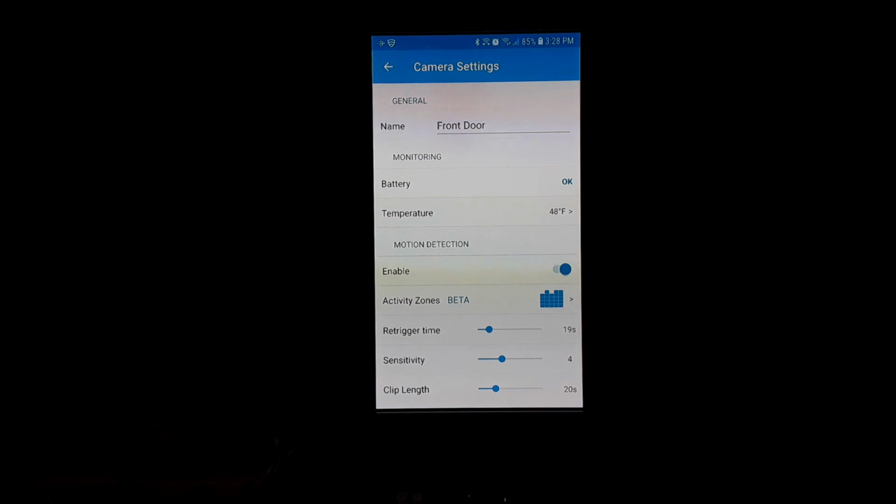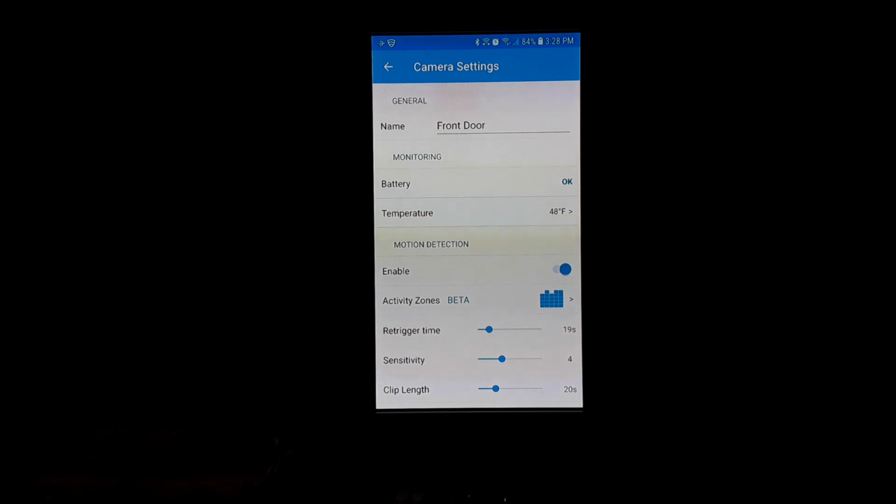As you see here, you have activity zones. Yes, it's in beta right now, and like I said, I've been testing it out for a week. I've had my unit for over 2 years. To avoid false alarms, you had to mess with the retrigger time, the sensitivity, and the clip length. I found that if I set my retrigger time at 19 seconds and my sensitivity way below that, at 2 or 3, like 3 during the day and 2 at night, or 2 during the day and 3 at night, I wouldn't get any false alarms. And clip length, I set to about 20 seconds.